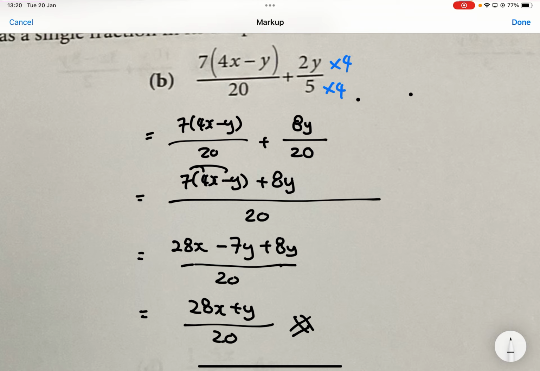How, Nazif, are you able to do? I don't know if I need to plus or not. 20 and 5. You want to find the lowest common multiple. So how to make 20 and 5 the same? We need to multiply 5 by 4.